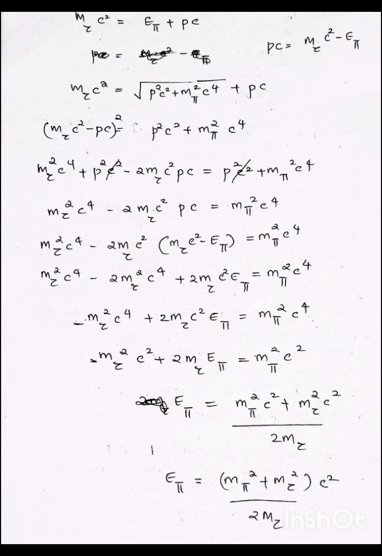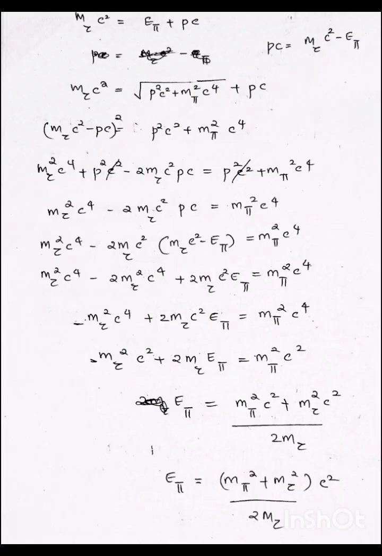Substituting the value of E pi here, we can write it as m tau c square is equal to square root over P square c square plus m pi square c raised to 4, plus Pc. That is, (m tau c square minus Pc) the whole square is equal to P square c square plus m pi square c raised to 4. That is m tau square c raised to 4 plus P square c square minus 2 m tau c square Pc is equal to P square c square plus m pi square c raised to 4. That is m tau square c raised to 4 minus 2 m tau c square Pc is equal to m pi square c raised to 4.